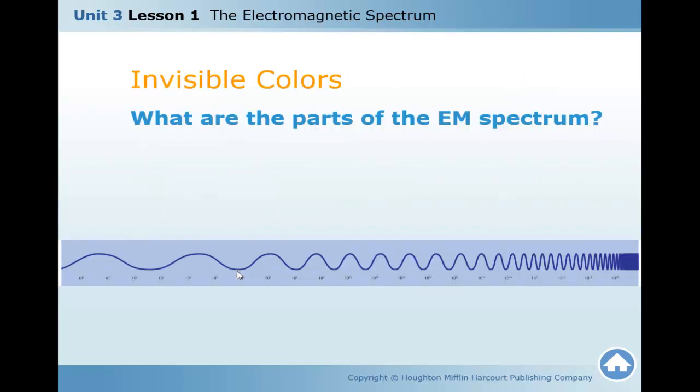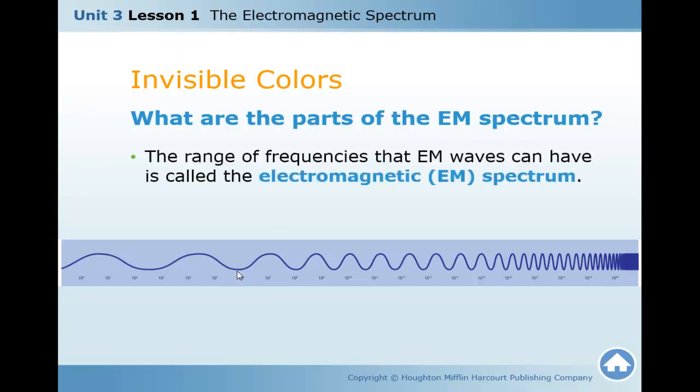What are the parts of the EM wave? Did you see here? The range of the frequencies that electromagnetic waves can have is called the electromagnetic spectrum. So, what is the electromagnetic spectrum? It is the range of the frequencies that EM waves can have.